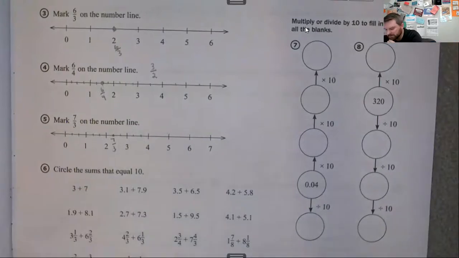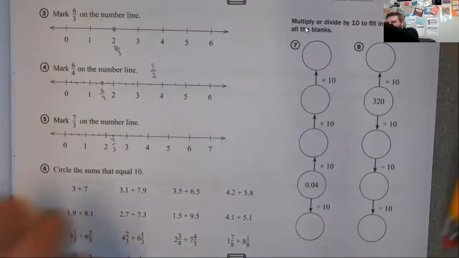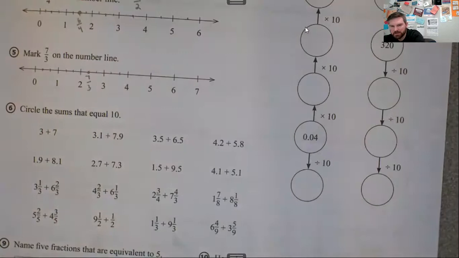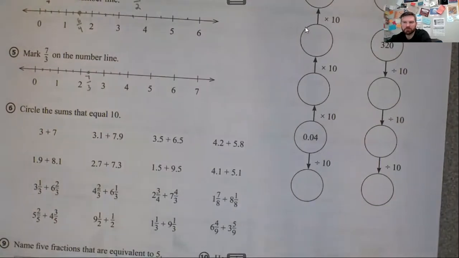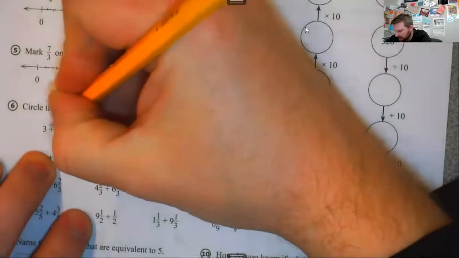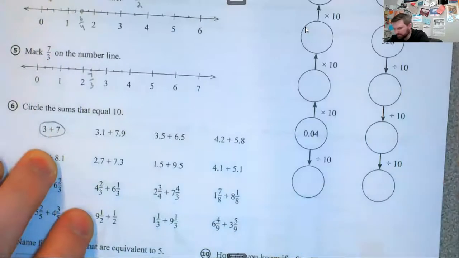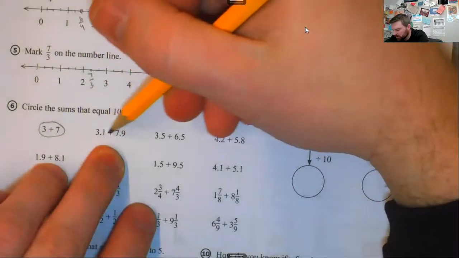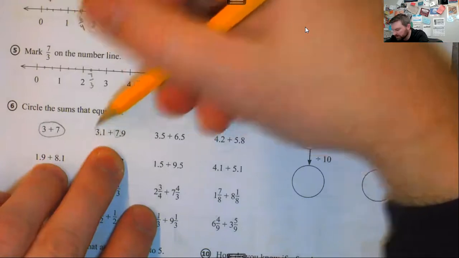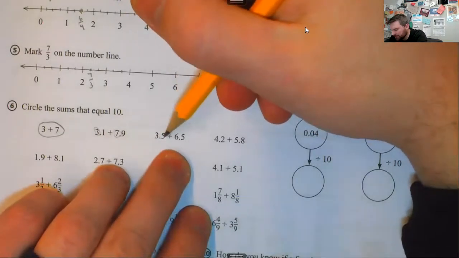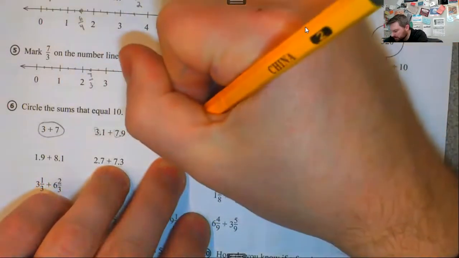Circle the sums that equal 10. Okay, now remember to equal 10, if you have a decimal or a fraction, your whole numbers need to equal 9. Okay, and then your fractions or your decimals need to equal 10. So 7, 8, 9, 10. So this one didn't have anything, but it adds up to 10. We'll just go across. So 7, 8, 9, 10. This would be over because your whole numbers here add up to 10 already. So 6, 7, 8, 9, and then 5 and 5 make 10. So this would work.